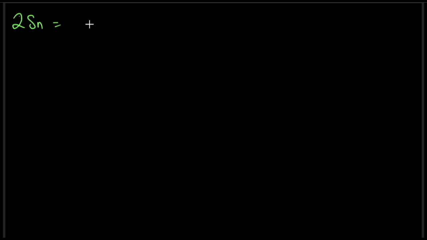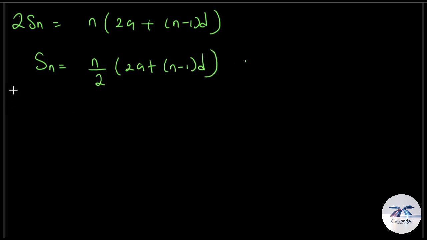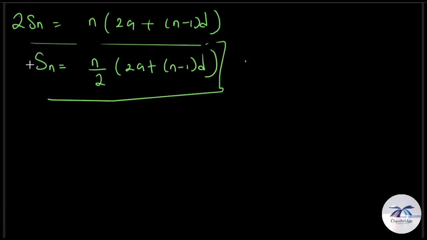Now 2Sn will be the same thing as 2a plus n minus 1d in n places. If you are to make Sn the subject of the formula, you have n over 2 into 2a plus n minus 1d. And this is the general formula for calculating the series of an AP.